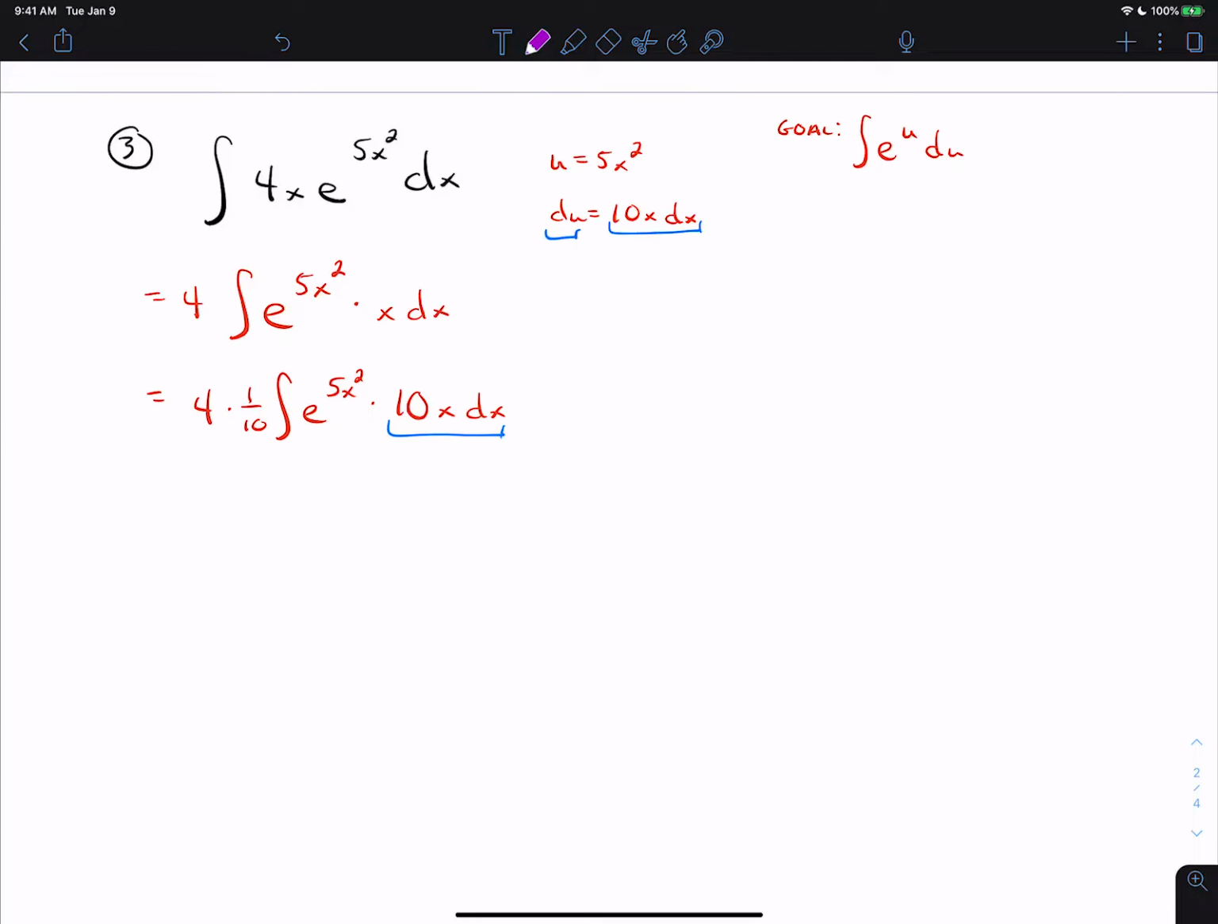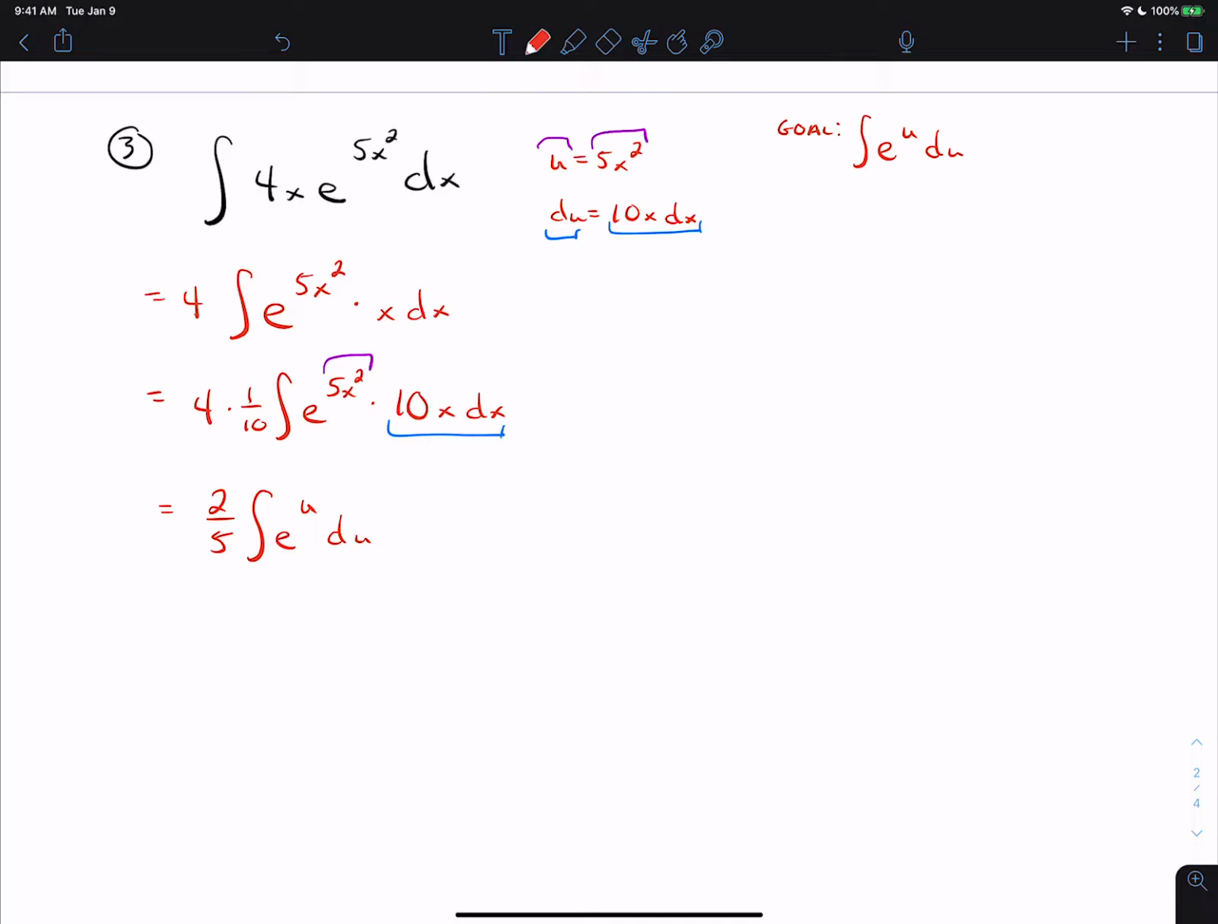This 5x squared is the same as u. So we can rewrite the problem as e to the u du. The part outlined in purple, the 5x squared, is replaced with u. The 10x dx outlined in blue is replaced with du. 4 times 1 over 10 is 4/10 or 2/5, so we simplify it down to there.